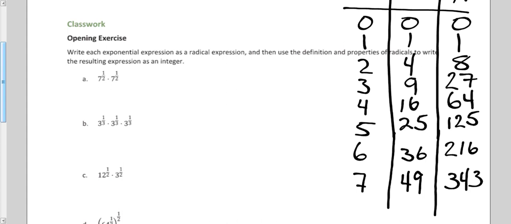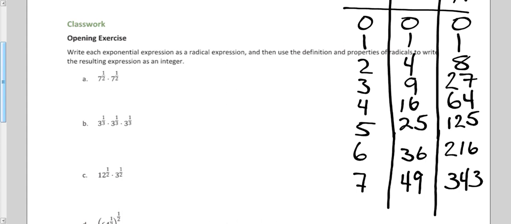All right. So, we're going to use this as a support to help us throughout the lesson. Okay? However, let's start by doing the opening exercise. All right, we're going to rewrite each exponential expression as a radical expression. And then we're going to use the definition and properties of radicals to write the resulting expression as an integer.